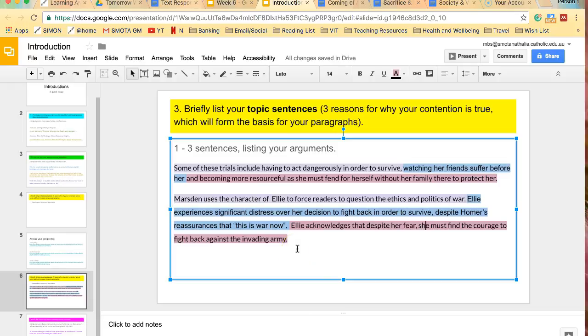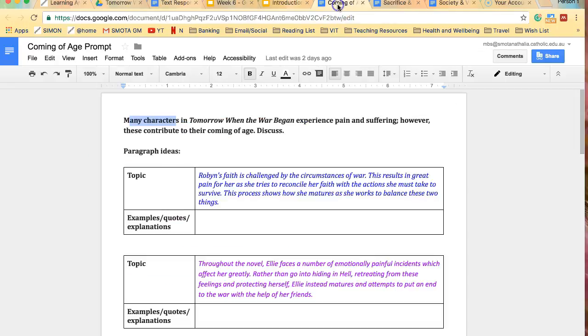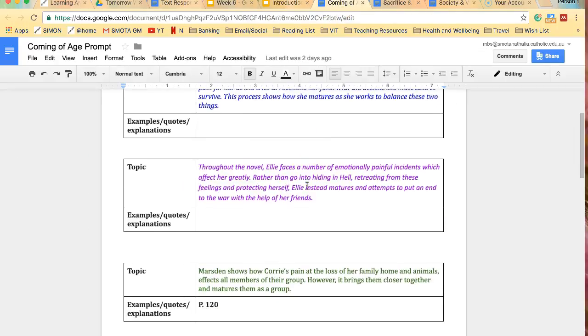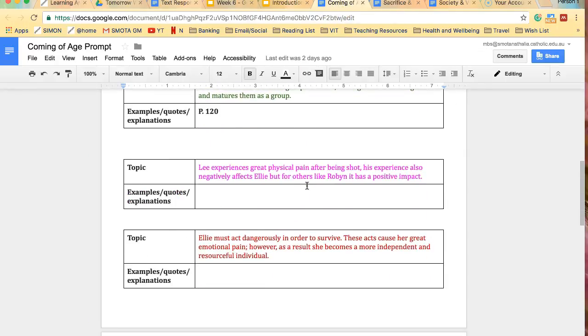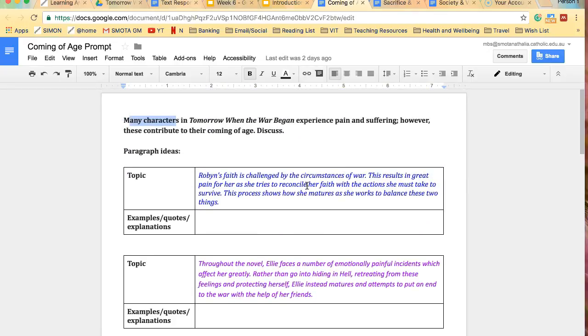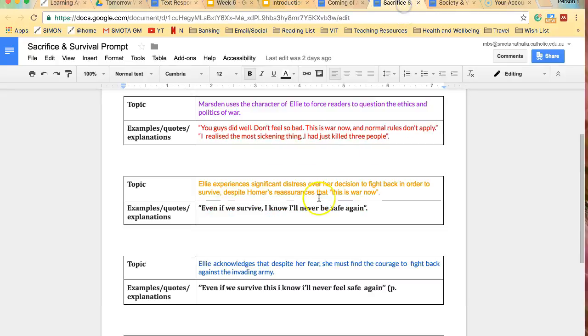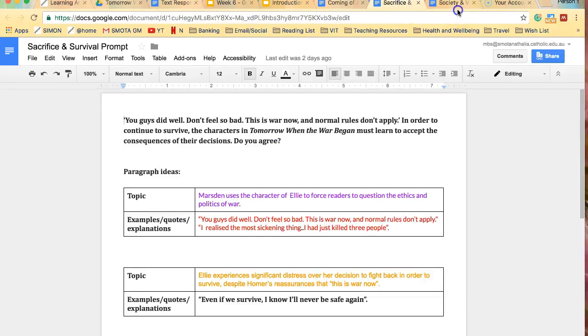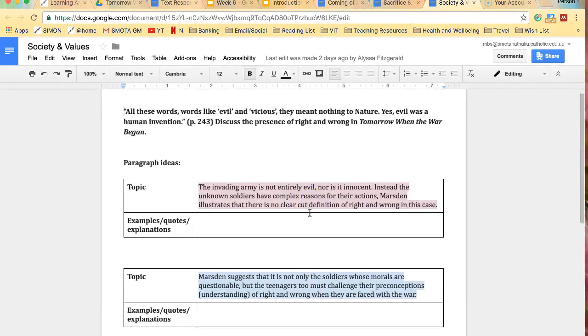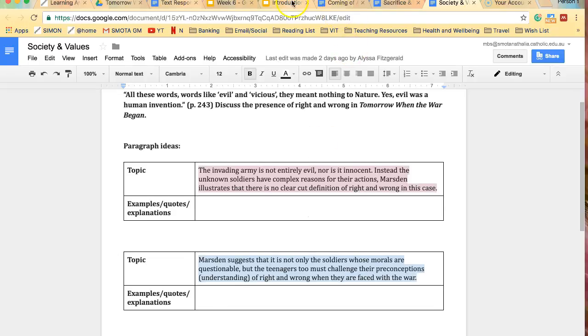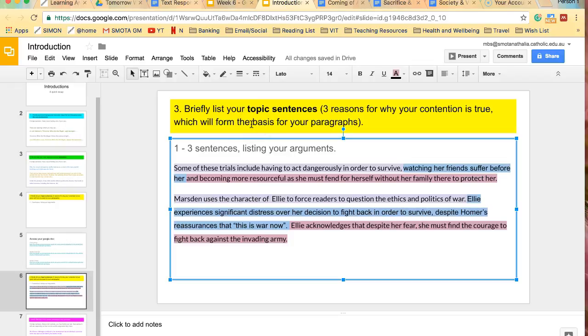Okay, so now you need to pause the video. You should select your three arguments and sum them up in a single sentence. Now these are quite long, for example, in the coming of age one, so you can simplify those, but they are examples that you might use. The same with sacrifice and survival, and the same with society and values. So you can't copy these word for word, but you may use them as inspiration to write your own. Remember, they are three arguments that link to what the prompt is asking you.